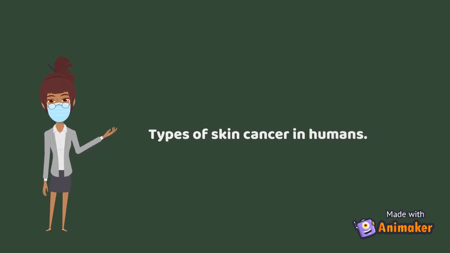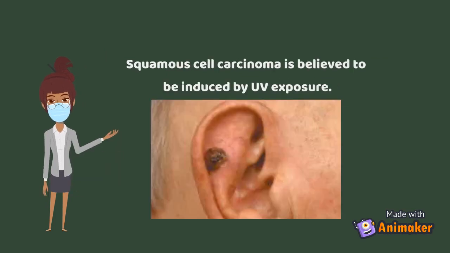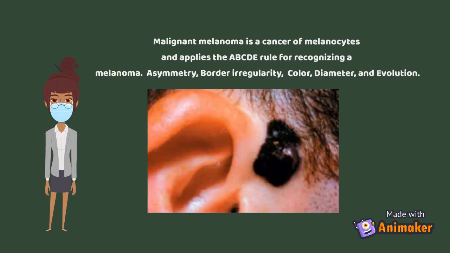Let's move on to skin cancer, the single most common type of cancer in humans. Basal cell carcinoma is the least malignant and most common skin cancer. Squamous cell carcinoma is believed to be induced by UV exposure. Malignant melanoma is a cancer of melanocytes and applies the ABCDE rule for recognizing a melanoma: asymmetry, border irregularity, color, diameter, and evolution.